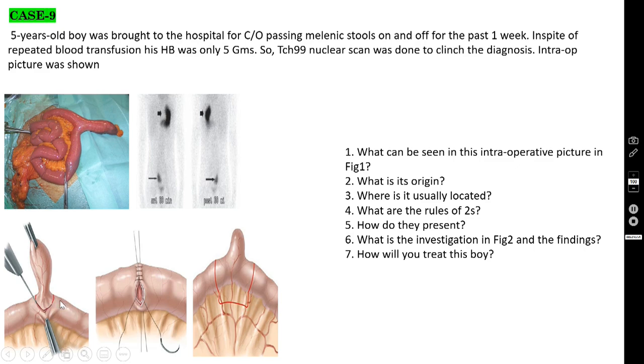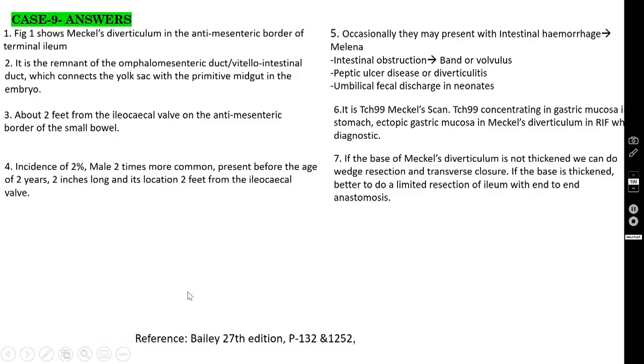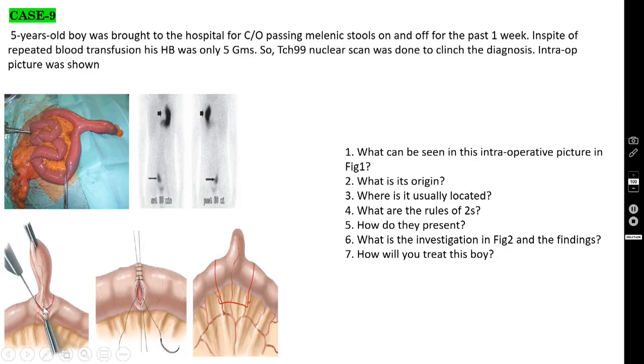You have to palpate the base of this diverticulum. If the base is not thickened, you can go for a wedge resection, and you have to close it. You have to follow the Heineke-Mikulicz principle. You have to open it like this, and you have to close it like this, not transversely. You have to close it vertically like this.